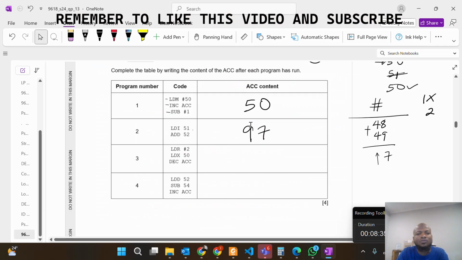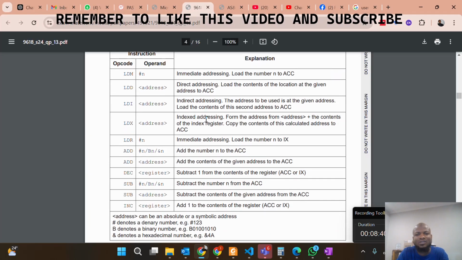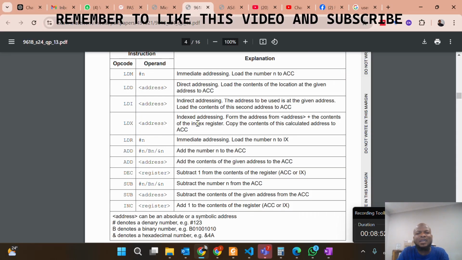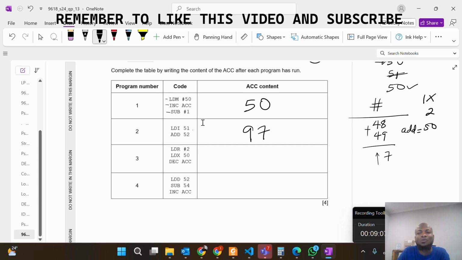Okay. Now, the next thing, LDX 50. LDX is an index addressing. It means the new address is the address plus the content of the index register. So what does that mean? LDX 50 means the new address for the LDX is this address 50 plus the content of the index register, which is 2. That means the new address is now 52.